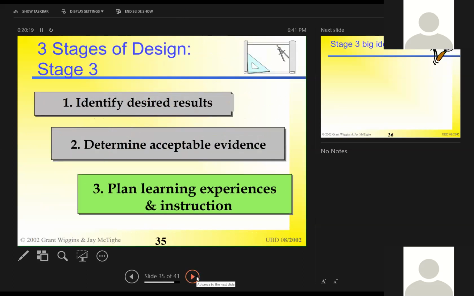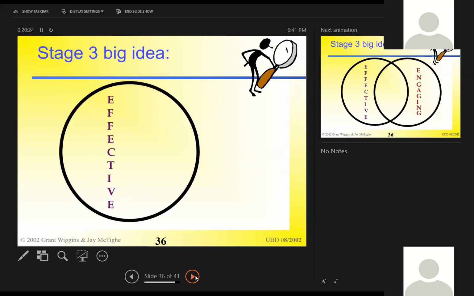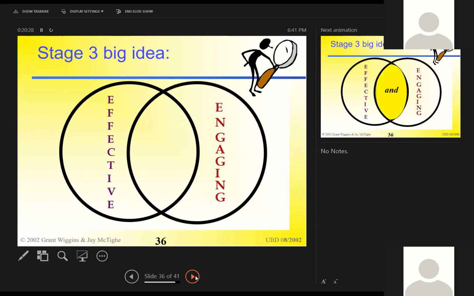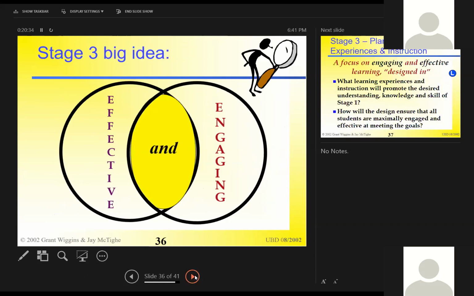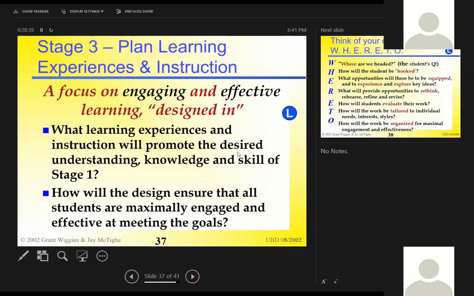All right. Now let's talk about experiences and instruction. The whole idea is that we want to have the most effective and engaging instruction we possibly can. Not just effective, not just engaging, but the two have to be married together. You have to design learning experiences that create the conditions for students to master whatever the standard is asking them to do.